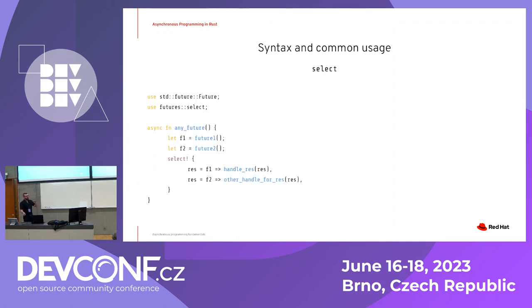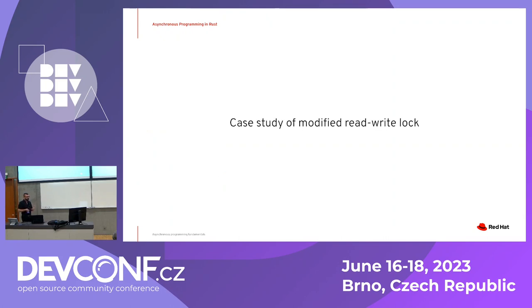Select turns that on its head, where we have a couple of futures and we wait until the first one returns. When that first one finishes evaluating, we handle the result of whichever future evaluated first, and we cancel all the rest. The previous one was waiting for all of the futures to complete; select is waiting until the first future completes. Hopefully that gives you an overview of basic syntax usage and common functions that are used to handle futures.